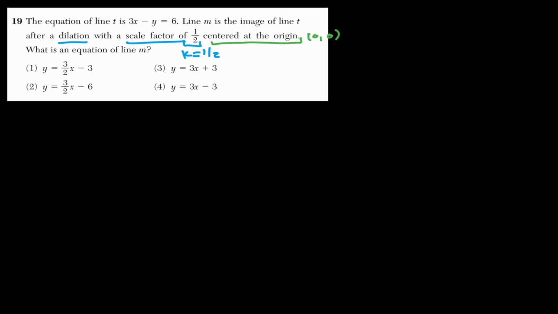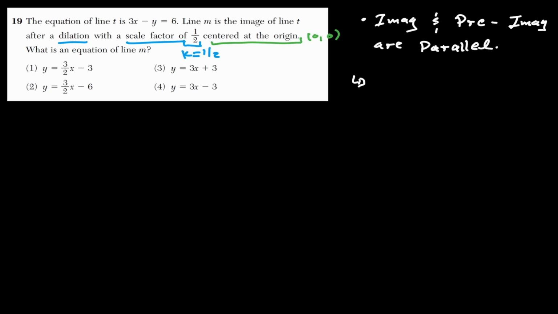Let's come up with some strategies. Anytime that we have a dilation, when it comes to lines, the image and the pre-image will be parallel to each other. Well, to show that two lines are parallel to each other, they must share the same slope. So let's start with that. Let's take a look at the equation that we are given, and let's find the slope of that.